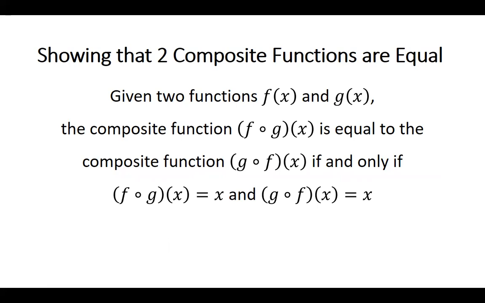Showing that two composite functions are equal. Given two functions f of x and g of x, the composite function f of g of x is equal to the composite function g of f of x if and only if f of g of x is equal to x and g of f of x is equal to x. Okay, so if those two are equivalent, then this is what's going to occur.